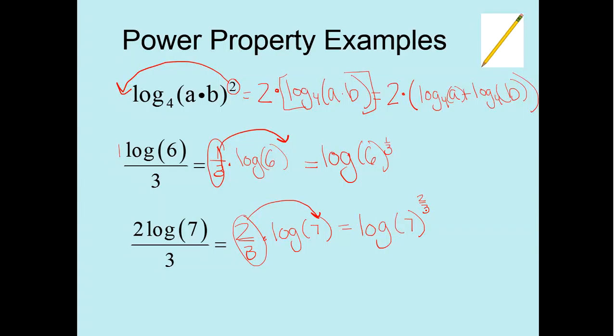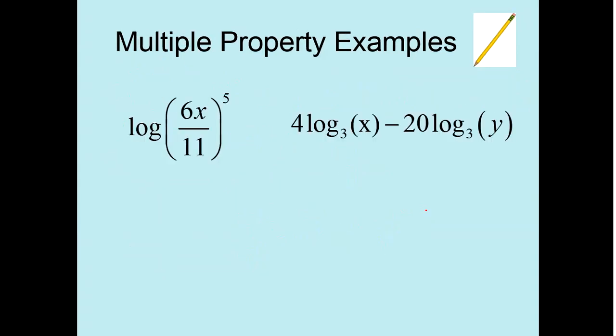They are kind of strange to get used to. I definitely meant the multiple properties. When you start to look at them all together, that even gets more confusing. But let's take a look here. So I have log of 6x divided by 11 to the 5th power. Now, here's how I take care of these. I do the power property first, then I do the quotient property, and then I will do the product property. So that's how I will expand, ultimately, guys. That's how I expand in that order.